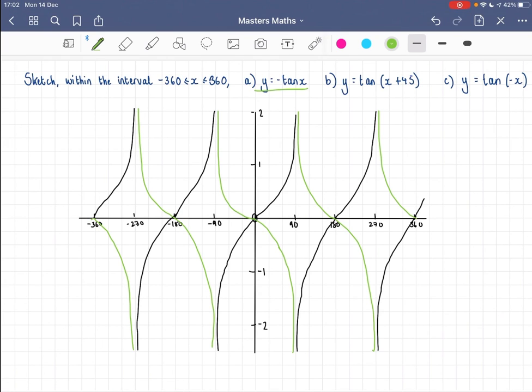The next one is y equals tan x plus 45. It is affecting the x. It is within the function, which means it is a translation because it is additive. It's a translation in the x direction. If it's plus 45 though, that means we are taking 45 away. So all of our x values become 45 less.